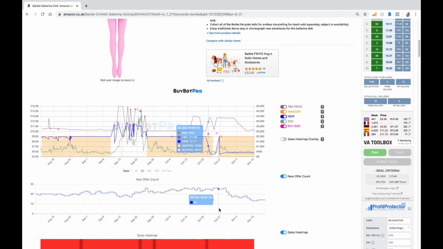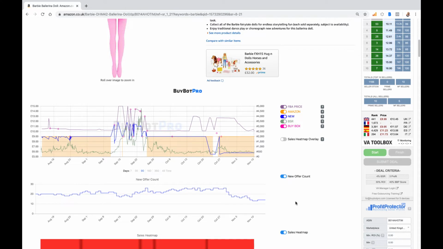So this chart down here tells you all about the new offer count. Now the new offer count tells you what number of sellers there are on a listing. So how many sellers there are on a listing. And you can see this going up and down on a regular basis. Now, when you can see something going up and down on a regular basis, that is another example of people making sales, because there could be some people there that are just removing their stock for whatever reason. But on the whole, it tends to be the sales are going down and the seller numbers are going down because people are selling the products and then they sell out.